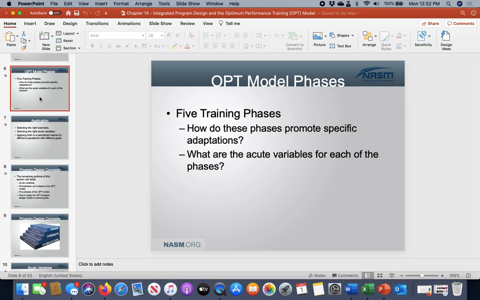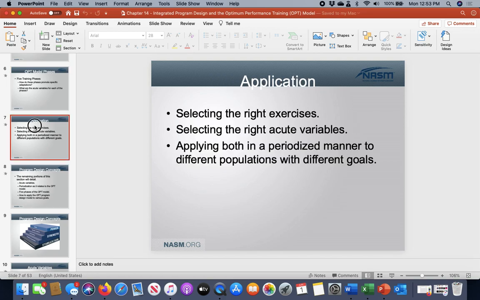But what are the questions you want to know? How do these phases promote specific adaptations? Well, stabilization, we're hoping, is going to create a stable environment for the body to be able to function correctly at the local and global levels before you get to the movement levels. Okay, and that's really what happens. We want to get those fine-tuned, smaller muscles that stabilize the trunk, the LPHC, the lower and upper body, the spine, and the pelvis, to all function correctly. Okay, and then what are the acute variables for each phase? Well, we'll talk about those in a second.